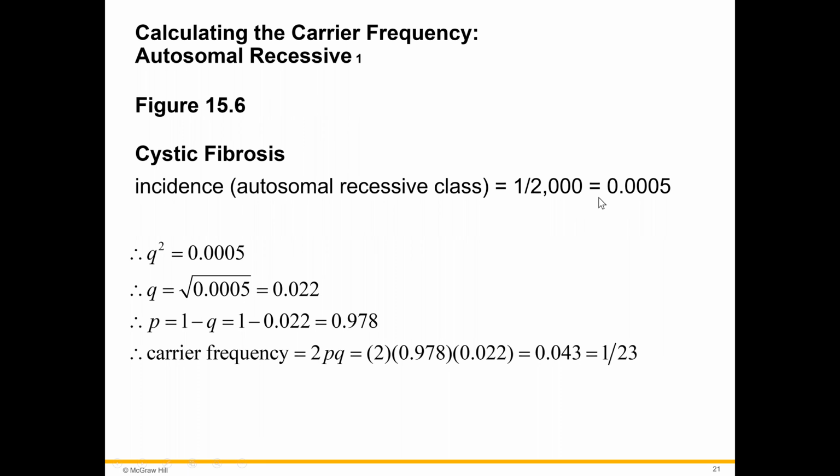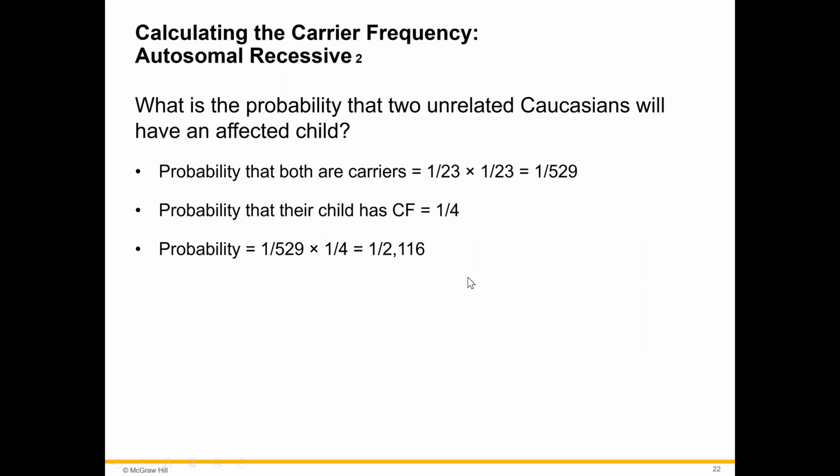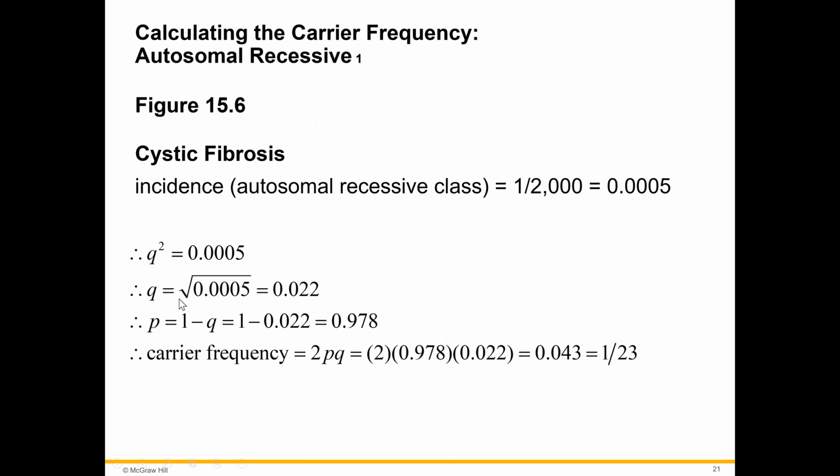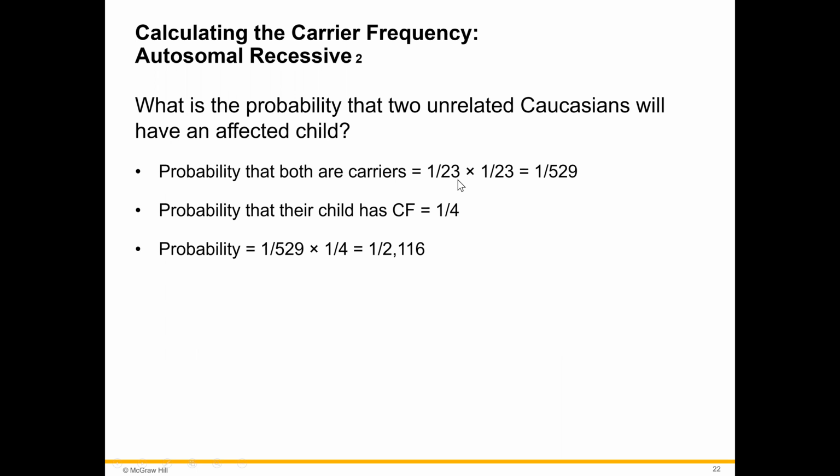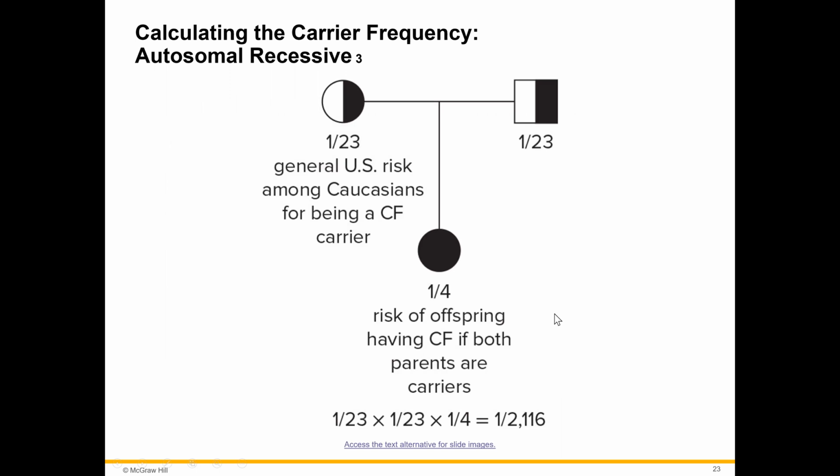And this we calculate using the rule of probability and Hardy-Weinberg equilibrium. So how do we get 1/23? We can make an observation and calculate how many people have cystic fibrosis, and using the formula, we can find the 2PQ, which will be 1/23. That's our carrier frequency. Then knowing the probability for you to be a carrier or for me to be a carrier, and the probability that the child will have cystic fibrosis, we multiply and we get the probability that the child will have this disease.